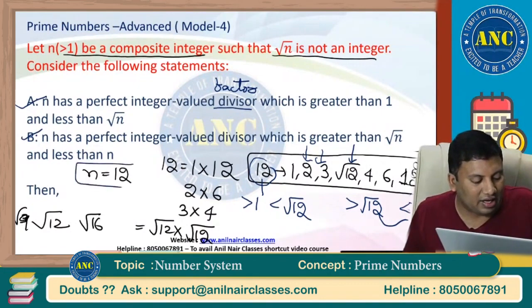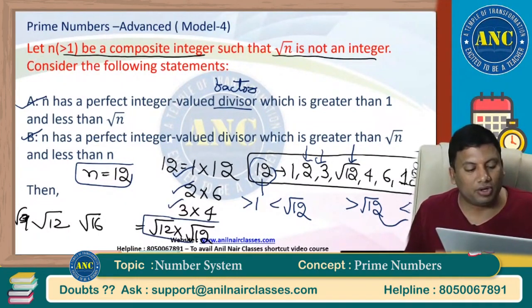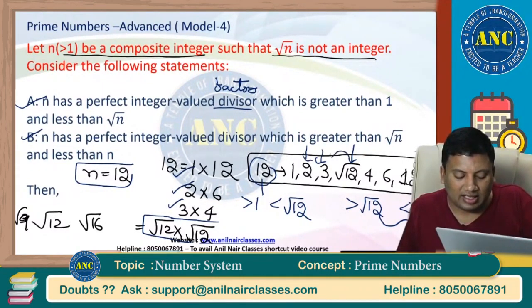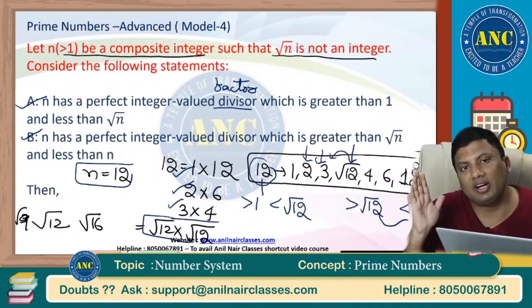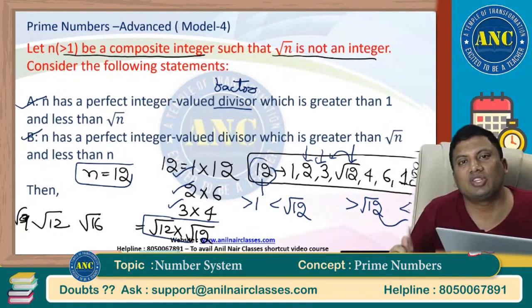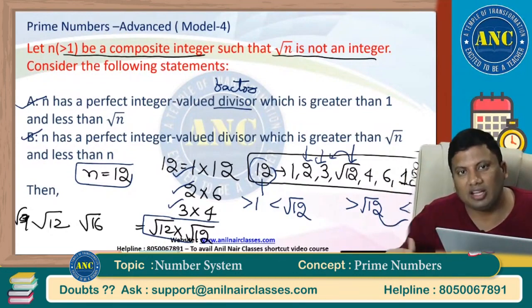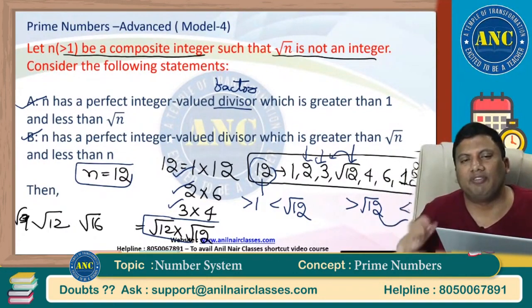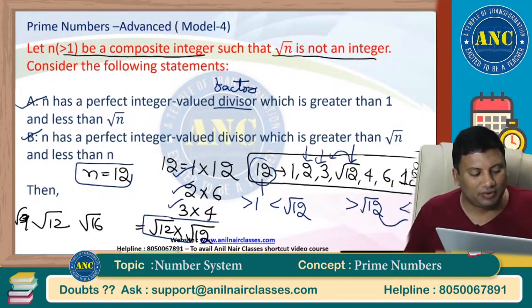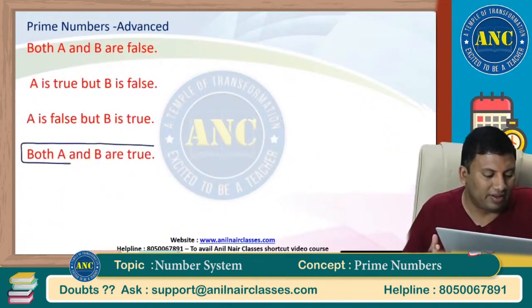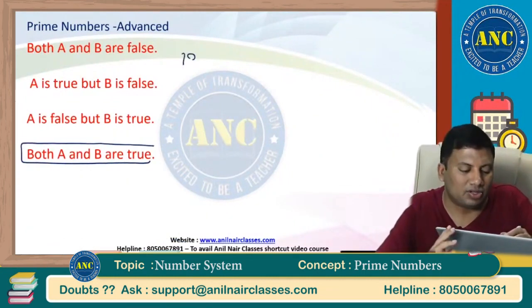If I take n equivalent to 12, 1 into 12, 2 into 6, 3 into 4, I will split it into root n into root n because the question is specifying root n. So there are some factors less than root 12. Less than root 12 means less than 3.4. What are all the natural numbers less than 3.4? 1, 2, 3. Are there any integers which will divide 12? 2 will definitely divide 12, 3 will definitely divide 12. I hope the idea is clear. A is true and B is true. Very, very good question. You can take any other example also.